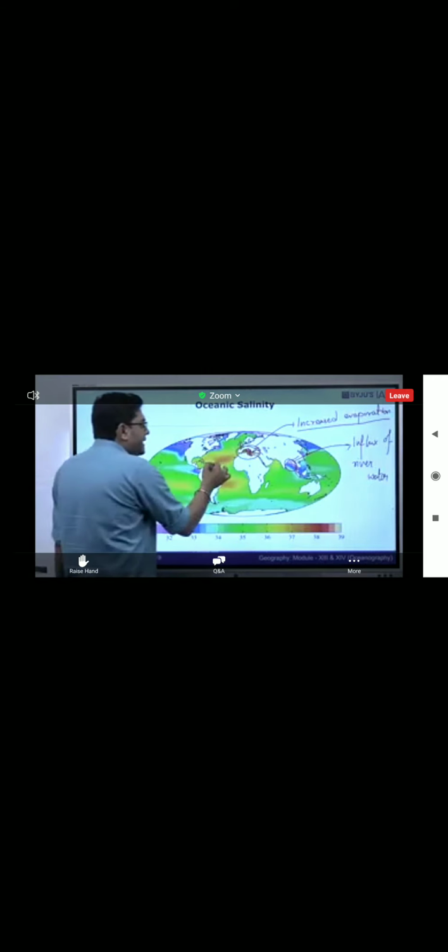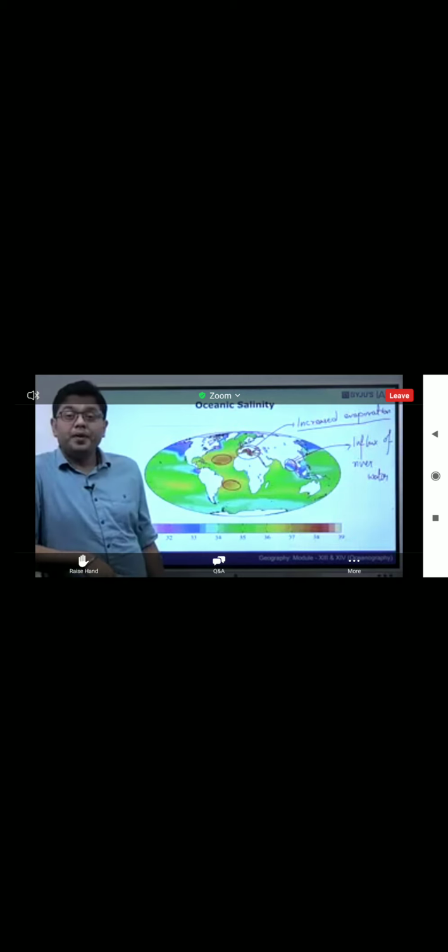Now, if you observe the region around Mediterranean, you will observe very high salinity. Why? This is because of increased evaporation. You will observe the salinity to be high in these areas as well. Why? Because these are in the tropics. So the tropical regions will always experience a higher salinity when compared to the regions which are in the equator.